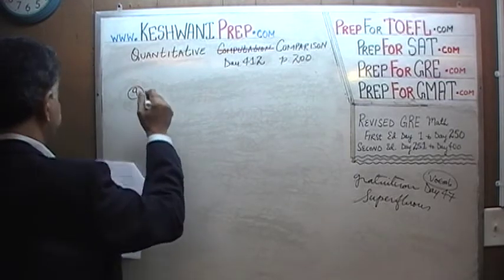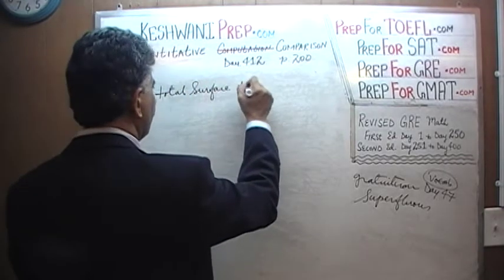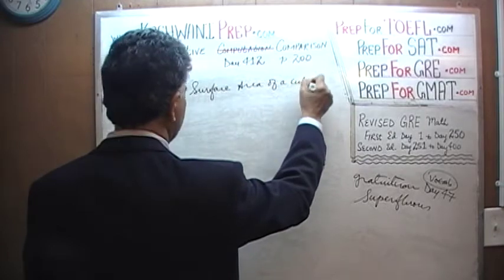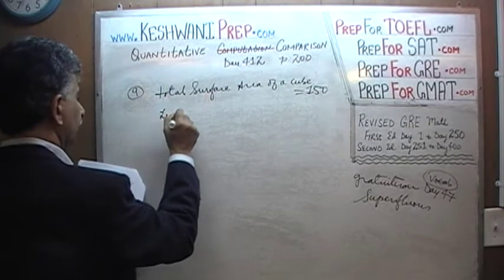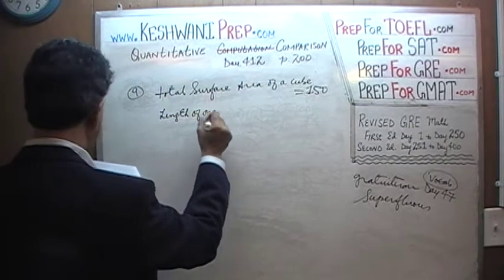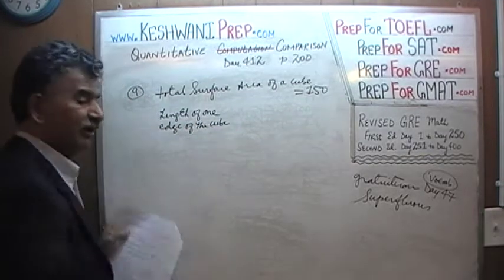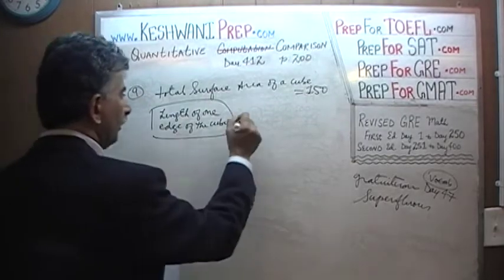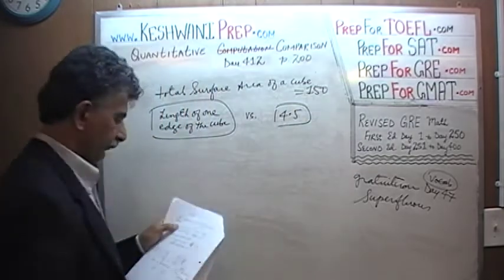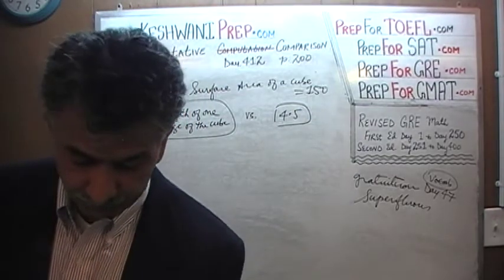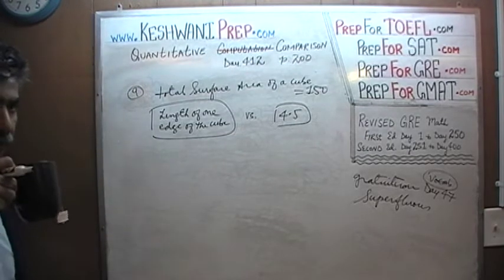Number 9. Total surface area of a cube, we are told, equals 150. And we are being asked to compare the length of one edge of the cube versus 4.5. There's your chance. Pause the video, solve the problem, and then compare the work that we're going to do together. Okay, I'll give you 2 seconds to do just that.